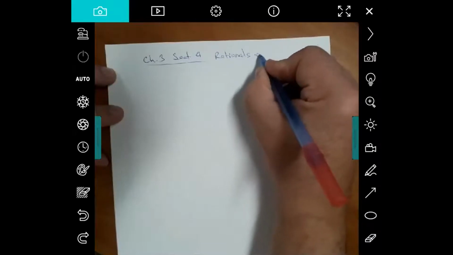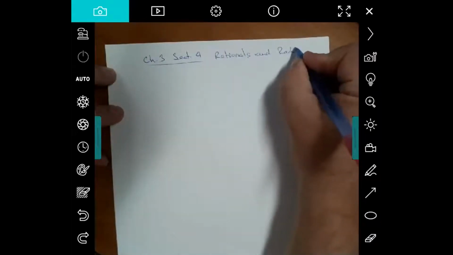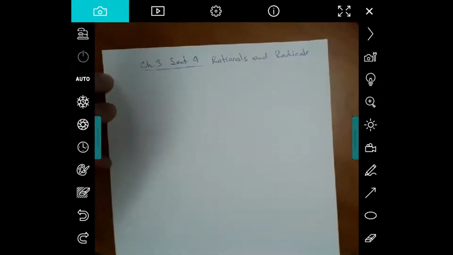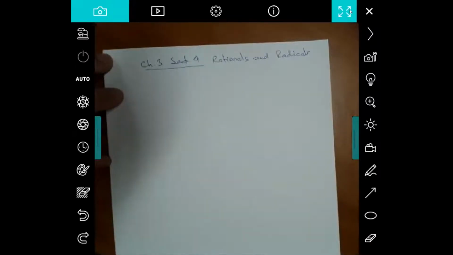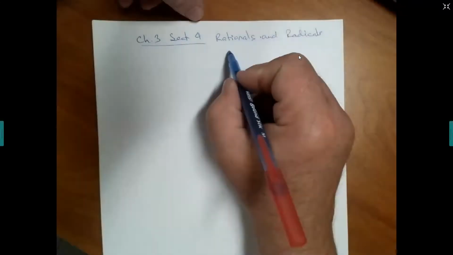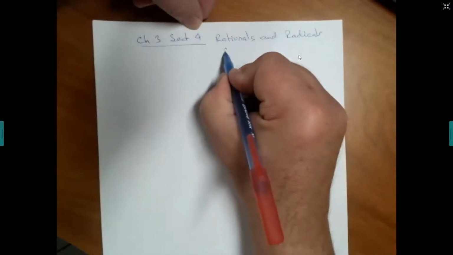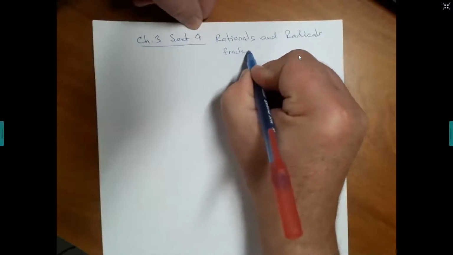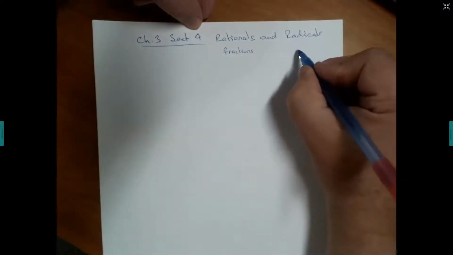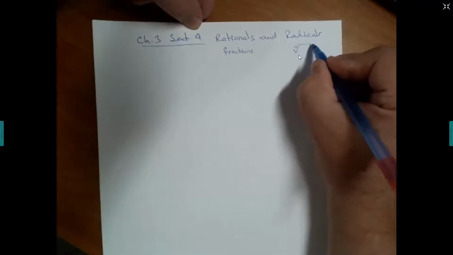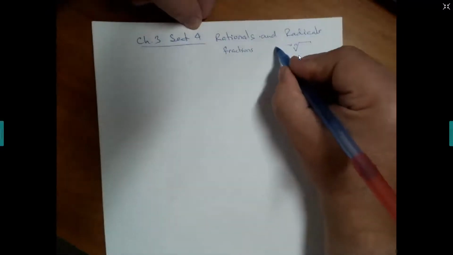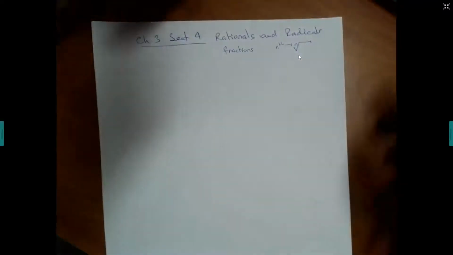Rationals and radicals. What's a rational equation look like? Yeah, this is a fraction. Radicals, like that. This is called an nth root. It doesn't have to be square root. It could be any root.